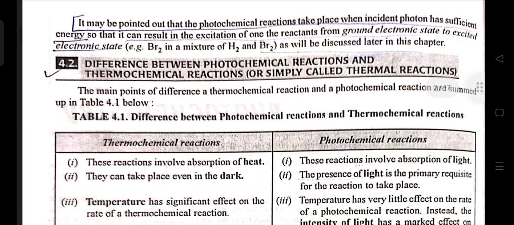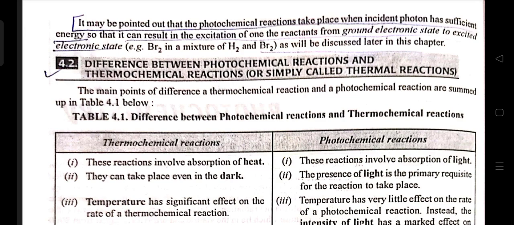It may be pointed out that photochemical reactions take place when the incident photon has sufficient energy so that it can result in the excitation of one of the reactants from the ground electronic state to an excited electronic state. Example: Br2 in a mixture of H2 and Br2, as will be discussed later in this chapter.